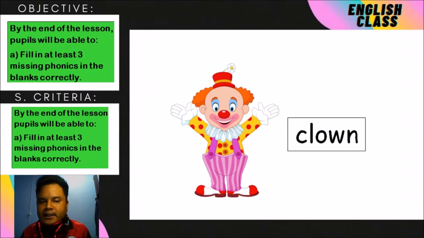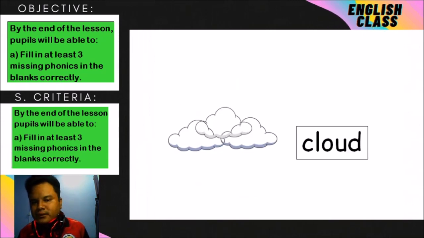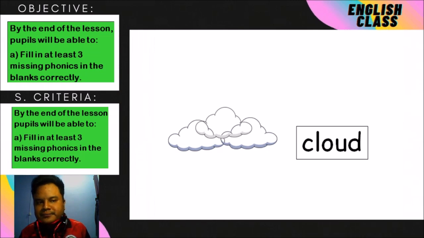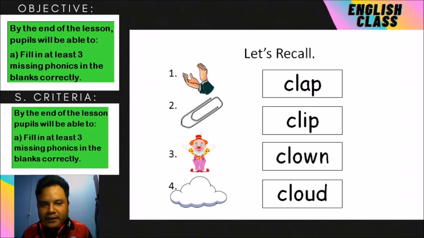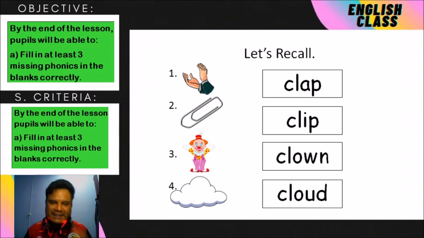Word number 3, clown. Good. Word number 4, cloud. Okay, good job. Now, let's recall. Number 1, clap. Number 2, clip. Number 3, clown. Number 4, cloud. Alright, excellent. Now, let's look at the sound number 3.